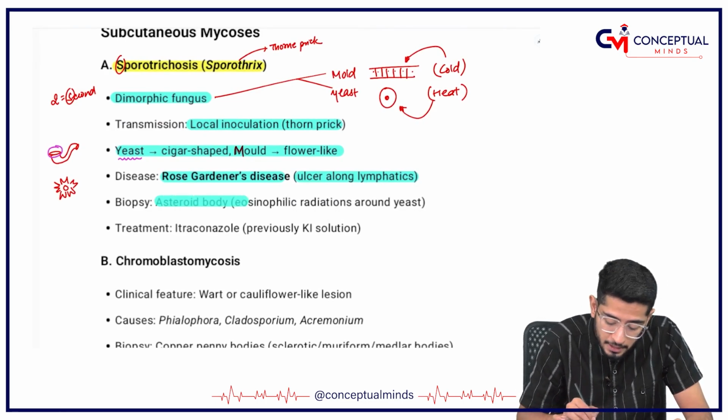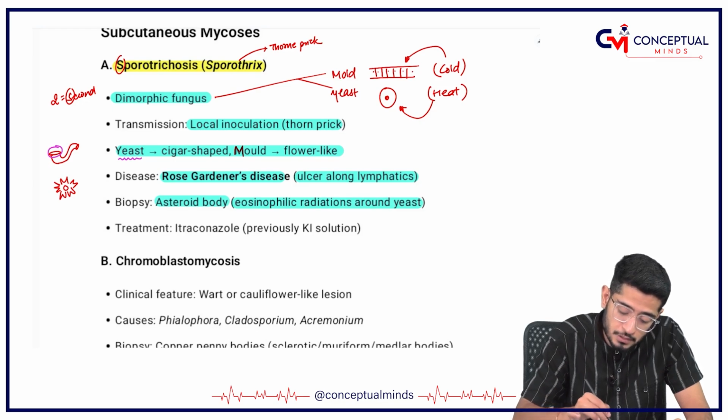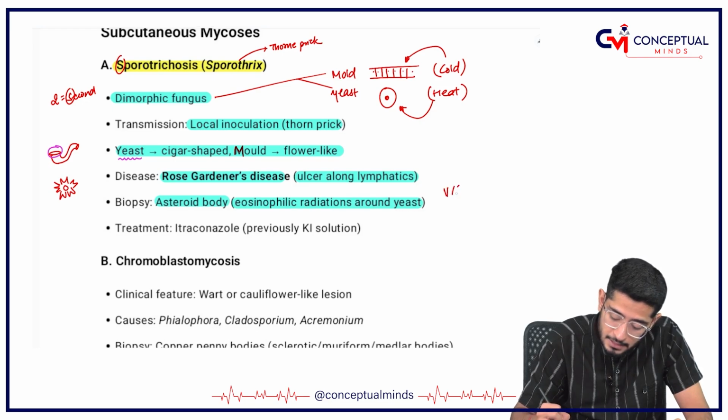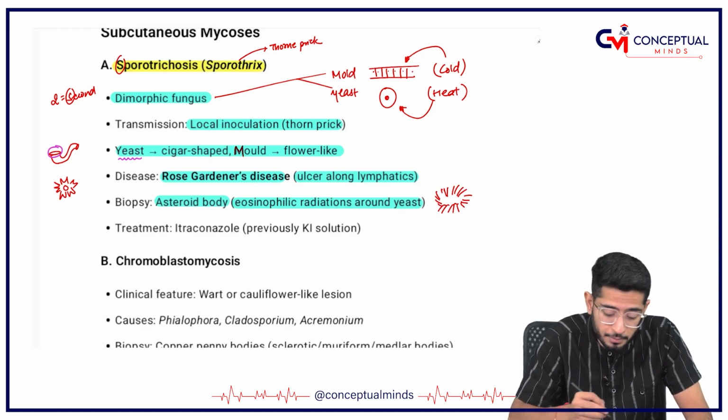Whenever you take a biopsy, it will show you an asteroid body. That means eosinophilic radiation around the yeast cell. Eosinophilic radiation means there will be red color radiation coming out. Okay, red color radiation coming out. This is the asteroid body.